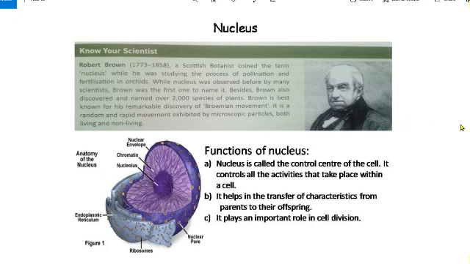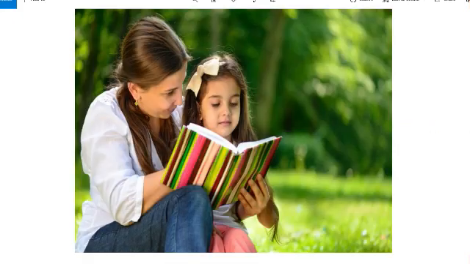This happens because the cells in our body have actually developed from the cells of our parents. Our cells have actually developed from the divided cell from our parents. And we now know that cells carry chromosomes in which genes are responsible for carrying the characters.